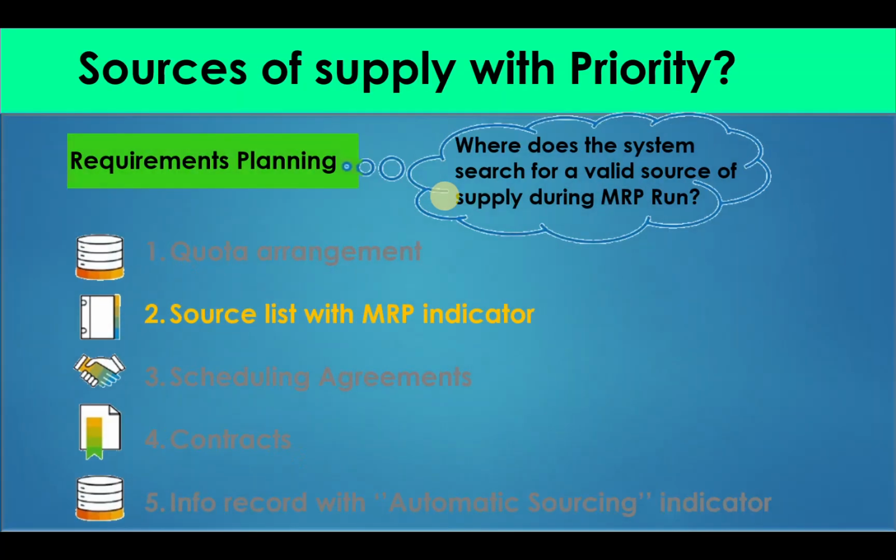Next priority, we have the source list with MRP indicator. So we will now see a source list.